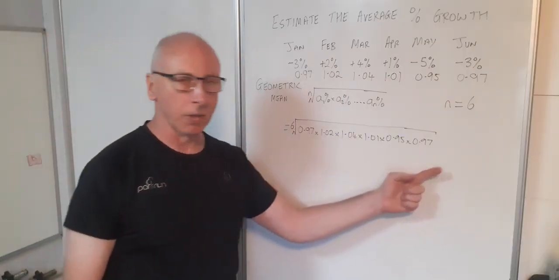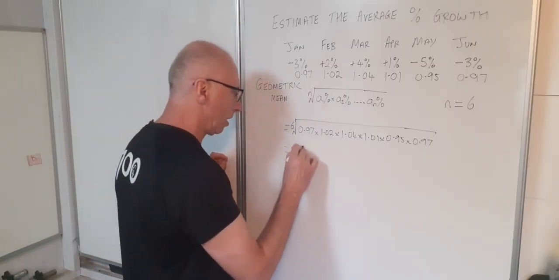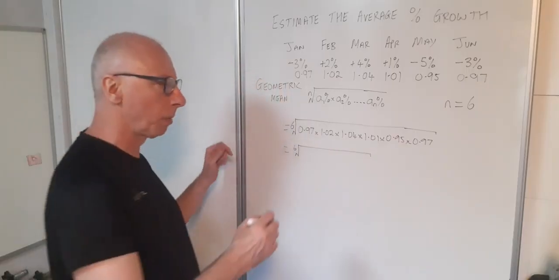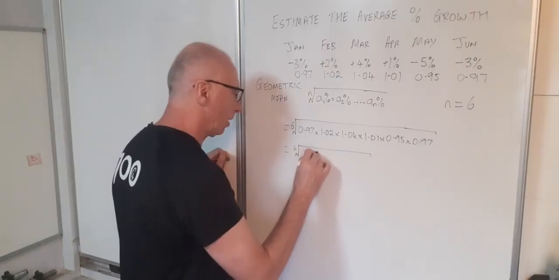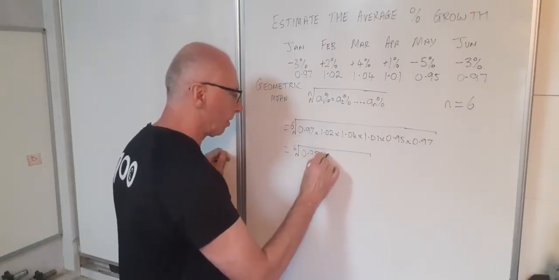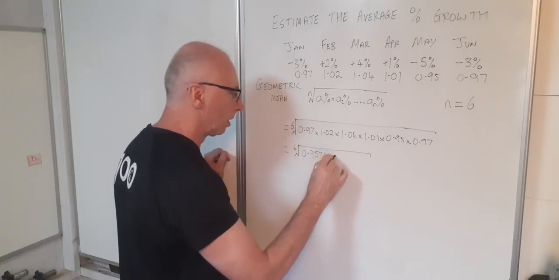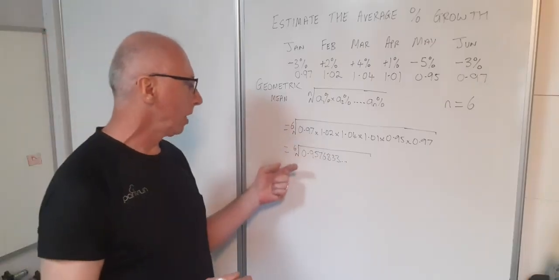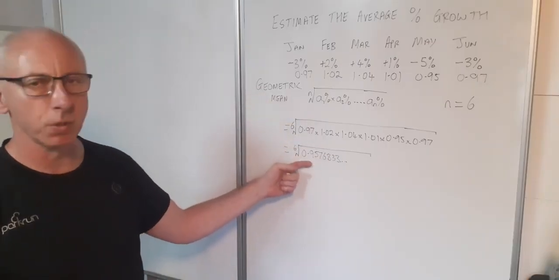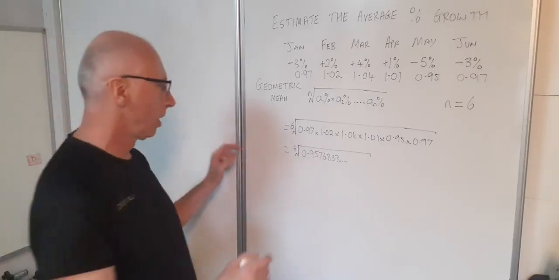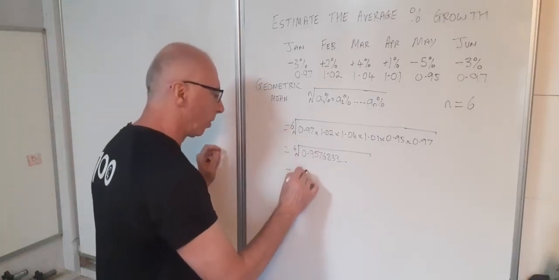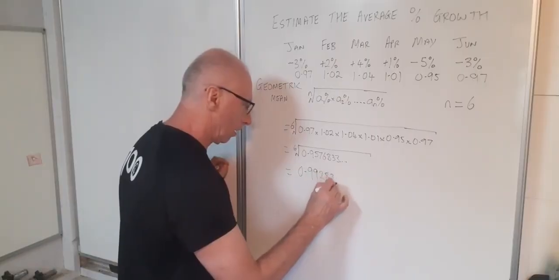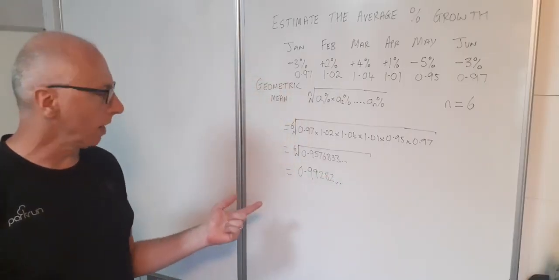So all we're going to do now is plug that all into our calculator. The product of all those 6 numbers will be approximately 0.95768 and 33 and so on. So that's what we get for that multiplied together. And then we'd have to get the 6th root. Notice when you take the 6th root of this, it will get closer to 1. So this will end up being 0.99282 approximately. The finer decimal places, I can leave that for you guys.